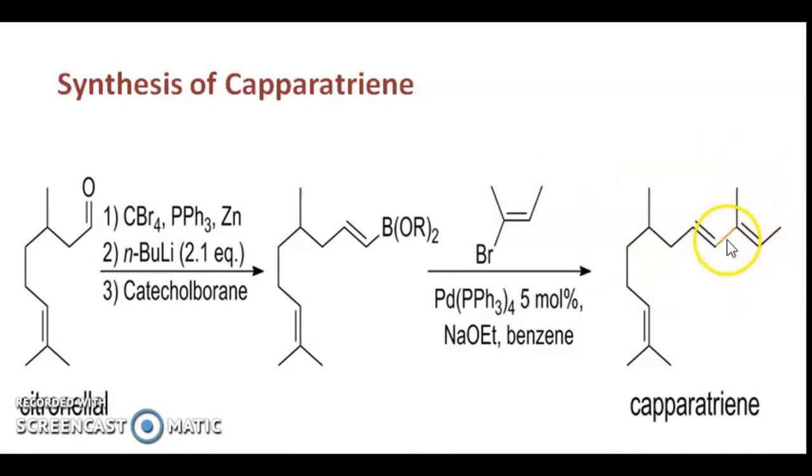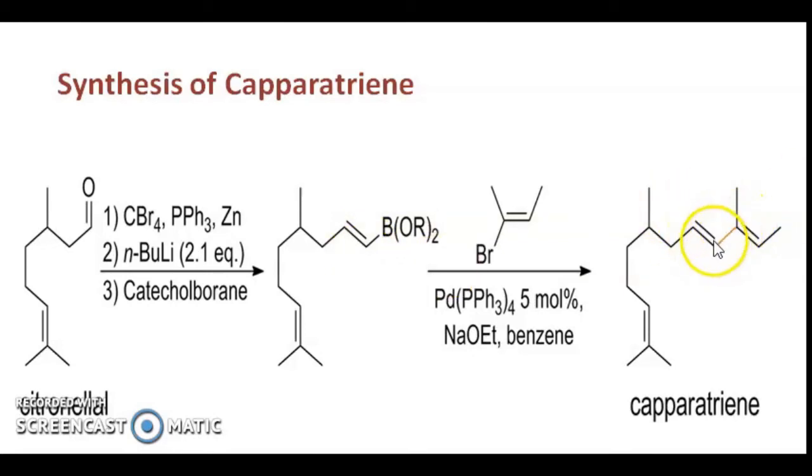So here you can see the bond formed. After this double bond, we have the boron compound. This boron moiety is replaced by this particular halide wherein this bromine is removed. So it is this carbon which is getting attached to this carbon on the borane. So that simple CC bond formation is done here.